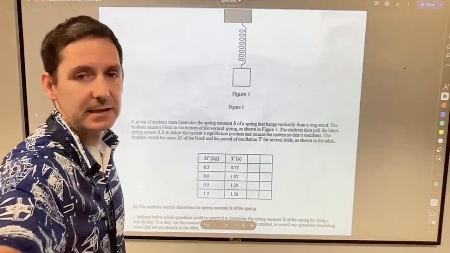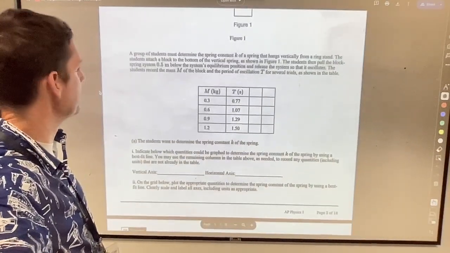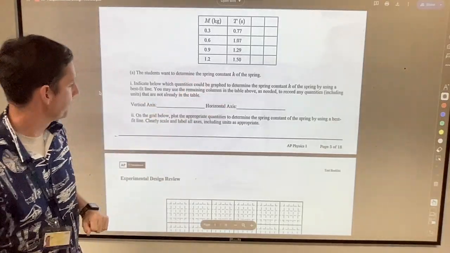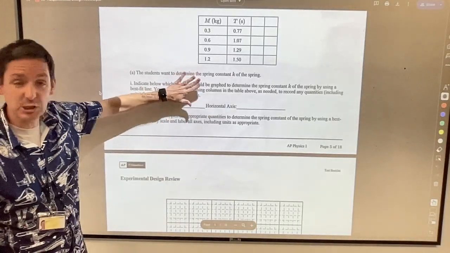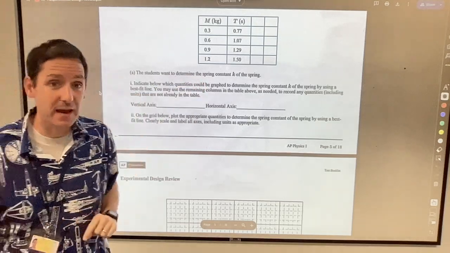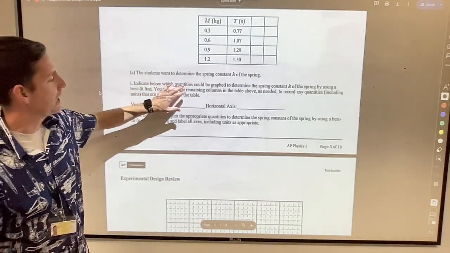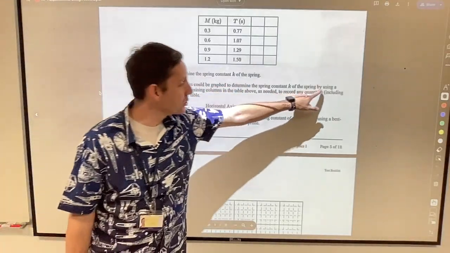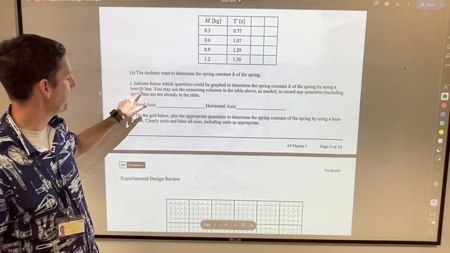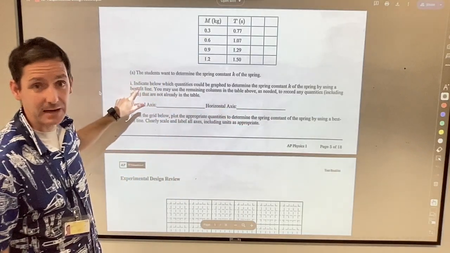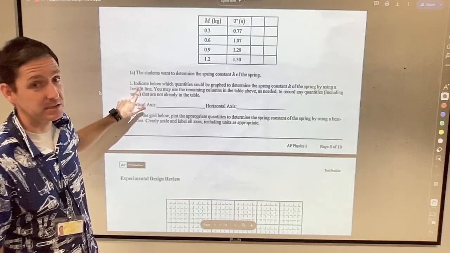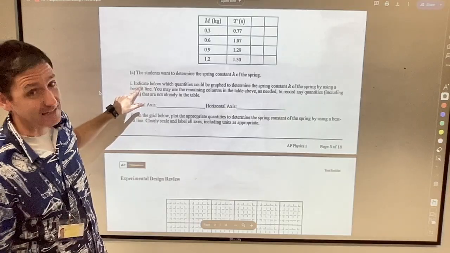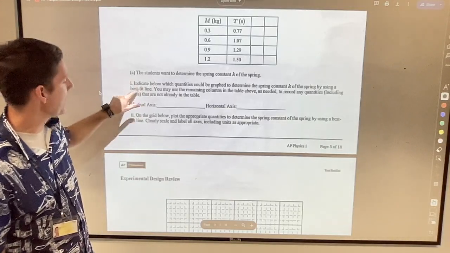Now, the first question here, if we scroll up just a little bit, we understand the problem now, is they want to determine the spring constant. And so again, you'll notice this is very similar to the question that they asked before. They want us to indicate which quantities could be graphed to determine the spring constant. Now this time they do say by using a best fit line. Best fit line, they're talking about a straight line, friends. They may not say straight or linear or proportional, but that's what they mean. So find a best fit line.